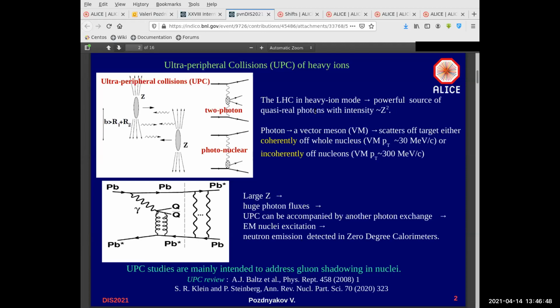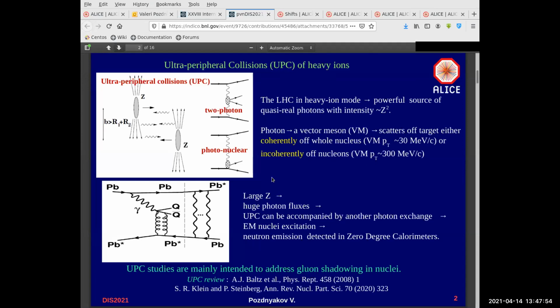At the LHC, we have a unique possibility to study with very large energy and a very large charge of the ions, so the cross section of these photonuclear and two-photon reactions is quite huge. In this reaction, we have a photon which fluctuates to a vector meson, rho-zero in this case, and then the rho-zero scatters off the target either coherently off the whole nucleus, when the transverse momentum of the vector meson is quite small, or incoherently, when we have a transverse momentum about one order larger.